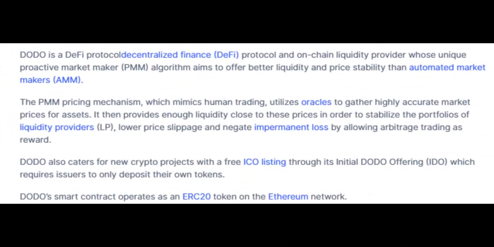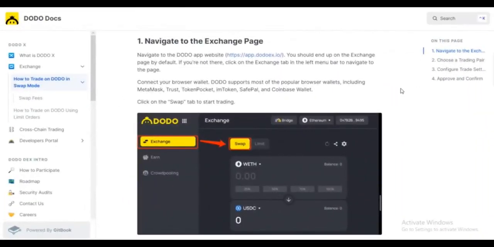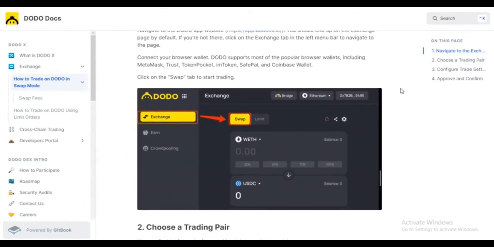Dodo is a decentralized exchange platform powered by the Proactive Market Maker, PMM, algorithm. Proactive Market Maker is a new blockchain market-making model. It is different from the constant function market maker model, which separates the transaction-to-asset relationship. Dodo features highly capital-efficient liquidity pools that support single token provision, reduce impermanent loss, and minimize slippage for traders.